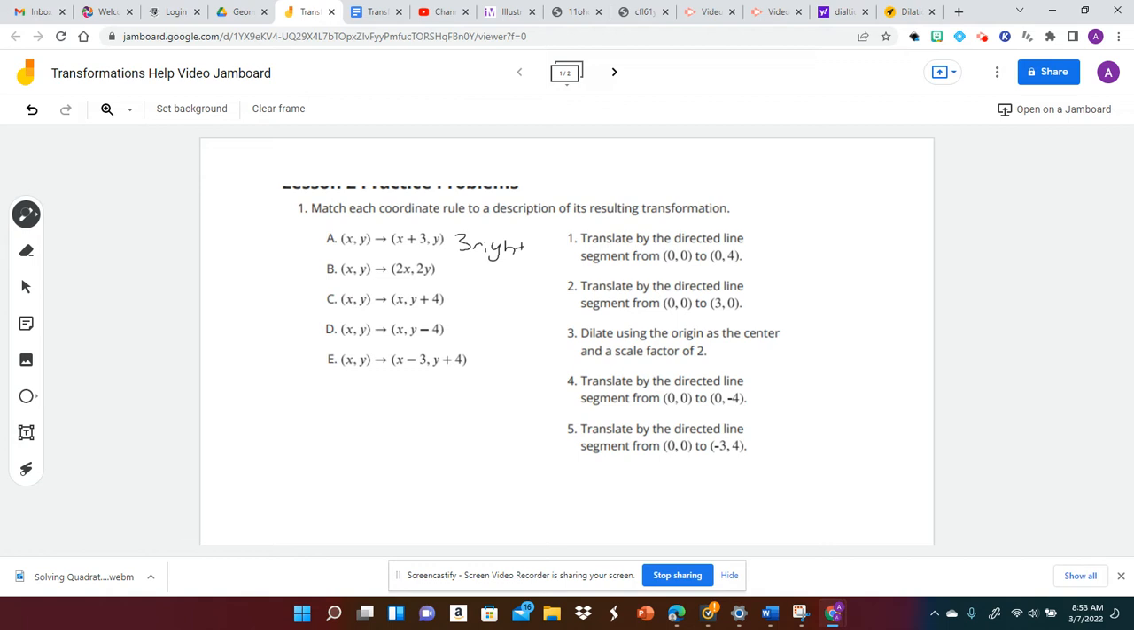So here that moved up 4. Here the x value moved 3 right. So this is the correct choice. So here, if I multiply x and y by 2, that is a dilation with a scale factor of 2. So we multiply both x and y by the same value.